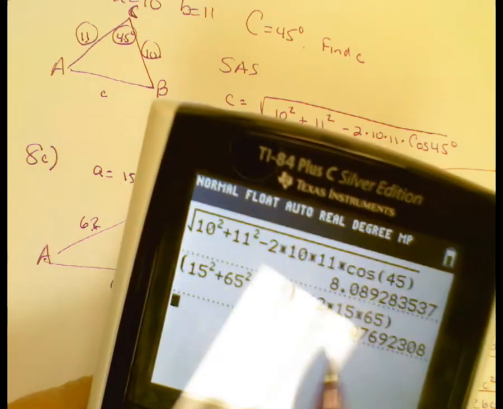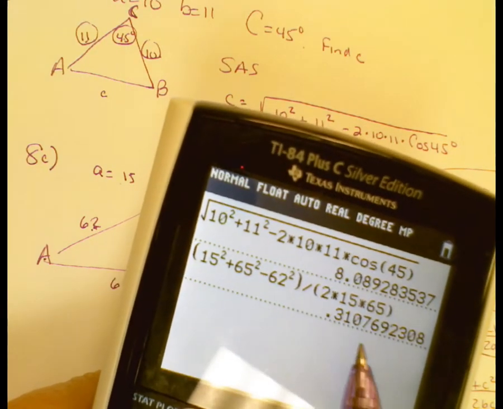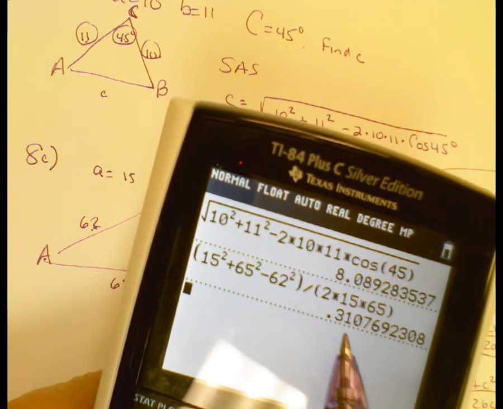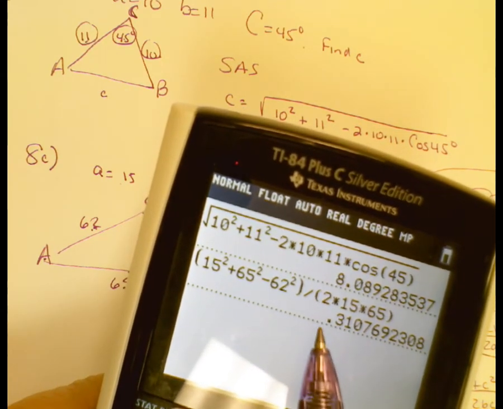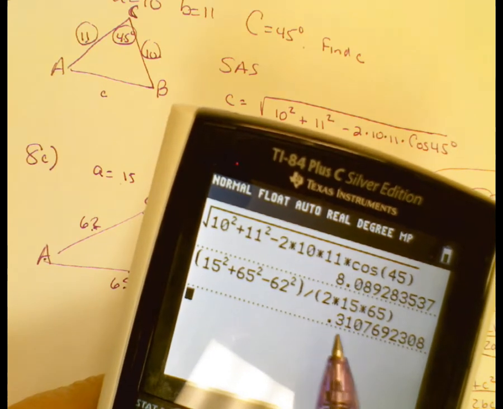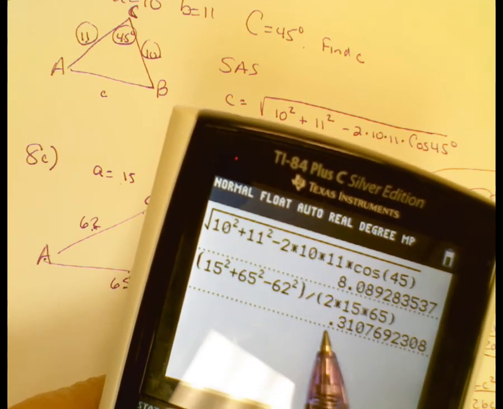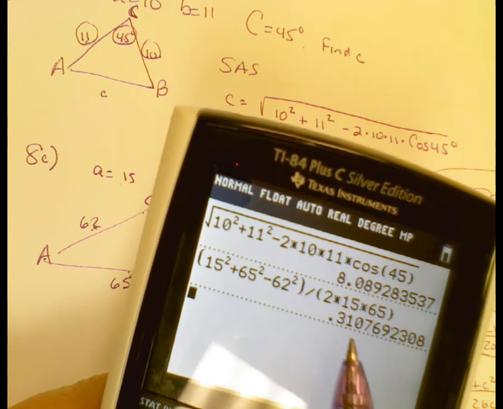Now if the decimal is positive, like it is, your answer is between 0 and 90 because cosine's positive in the first quadrant. If this is ever a negative decimal, it means your angle is obtuse. It means it's in the second quadrant because cosine's negative in the second quadrant. So as long as you get a positive decimal, your answer is between 0 and 90.